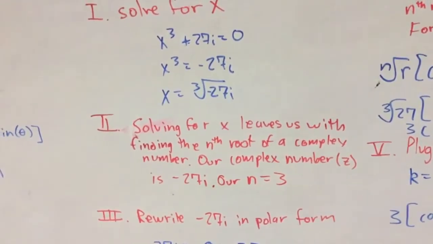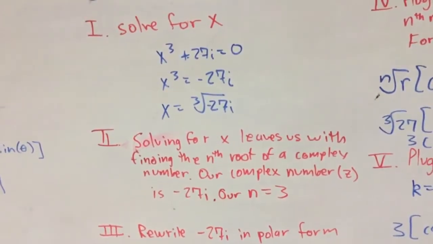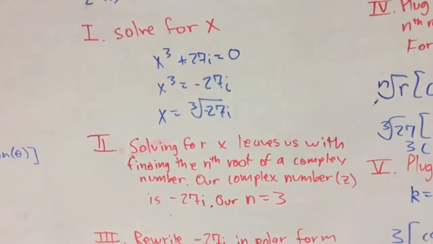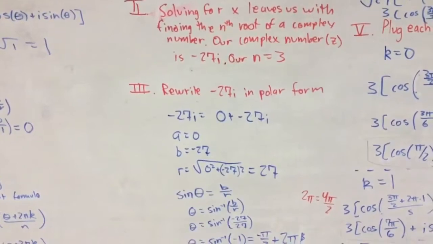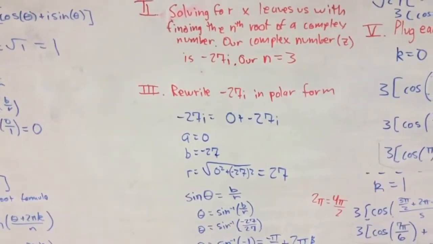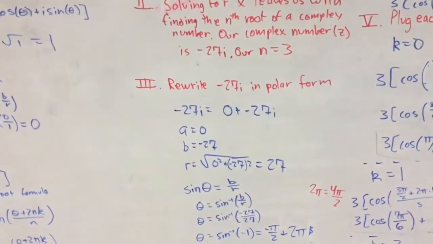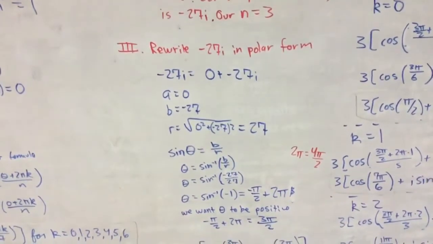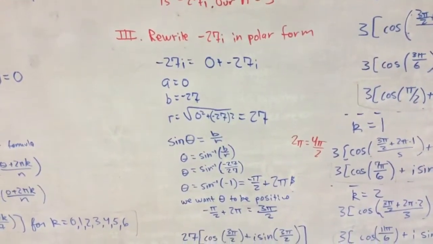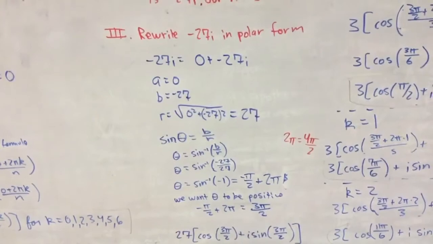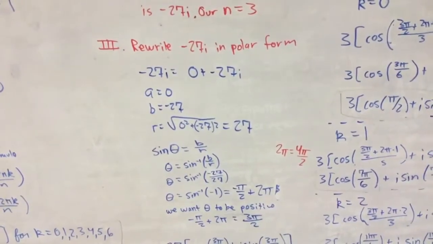We need to realize that when we solve for x, we're left with a complex number and we're taking the third root of a complex number. In other words, we're taking the nth root of a complex number. So, in order to take the nth root of a complex number, first we need to rewrite negative 27i in polar form. We do this very much the same way as in problem 18. We realize that negative 27i is the exact same thing as 0 plus negative 27i. So therefore our a will be 0, our b will be negative 27. We use our modulus formula of r is equal to the square root of a squared plus b squared, and we find that our modulus r is 27.